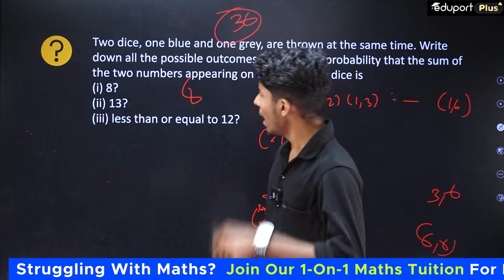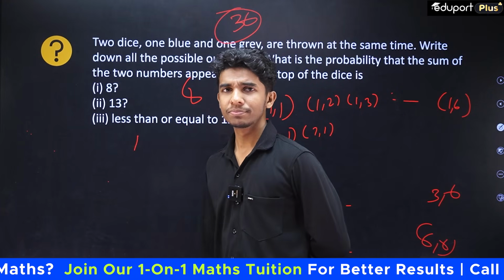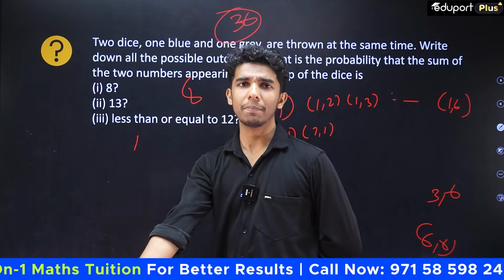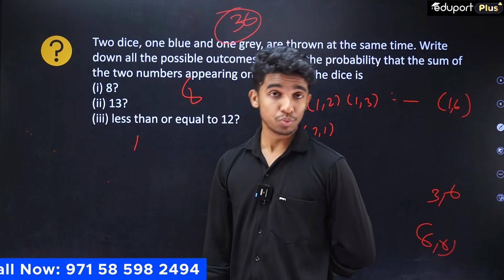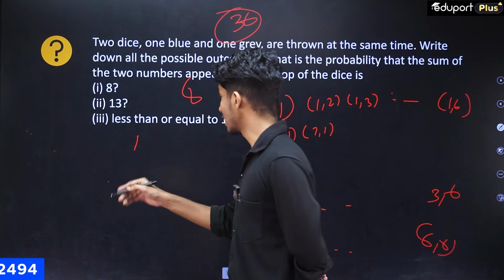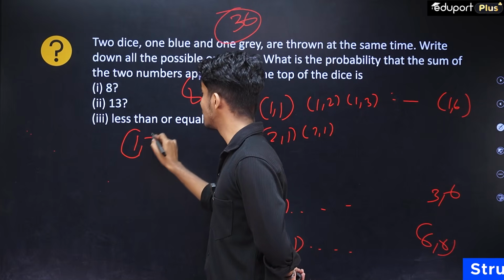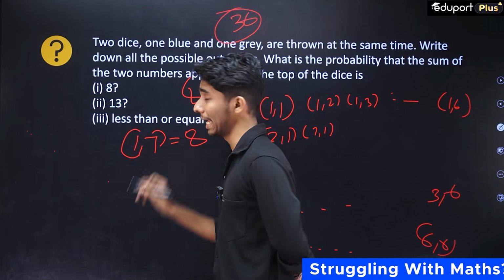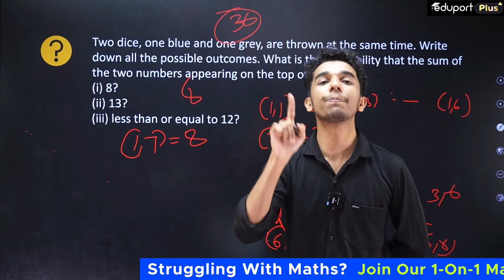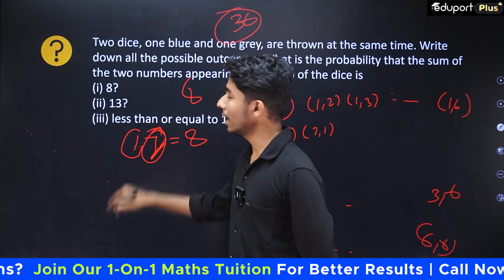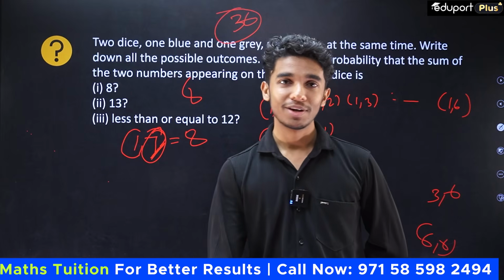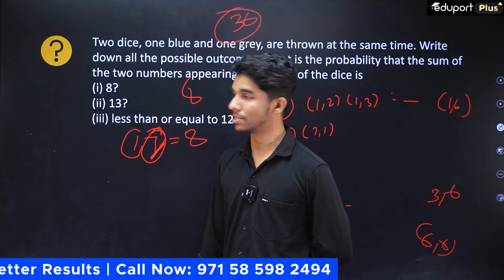What happens if I take 1? Suppose I take the number above the first die as 1. Then the second should be 7, and only then will we get 8. But it is not possible because 7 is not a number on the dice. So 1,7 is not possible.